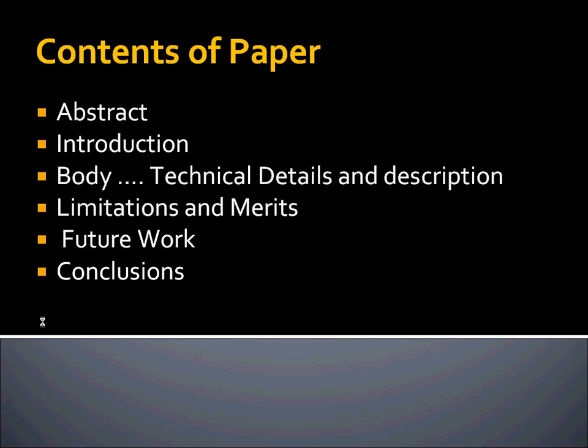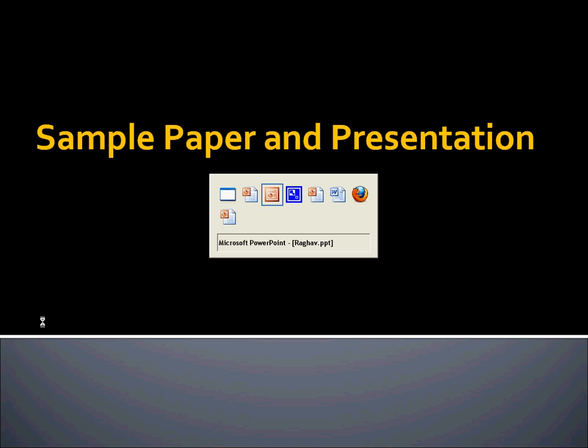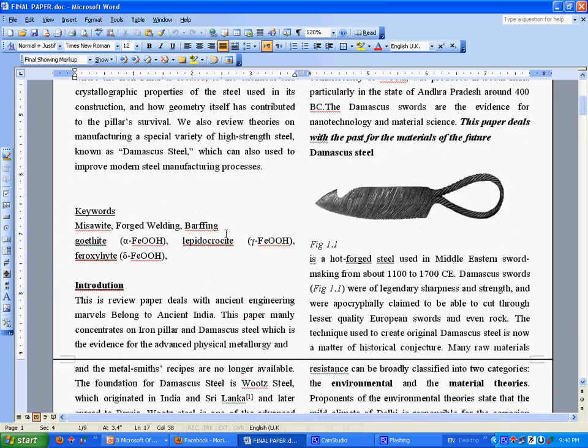So, contents of the paper. Your paper consists of abstract, introduction, body, technical details, and description. Of course, limitations and merits. Limitations are nothing but the drawbacks in the new technology. Any modification that needs to be done comes under future work. So: limitations and merits, future work, and conclusions. I will show you a sample paper and my presentation. This is the paper I've done for a college fest.